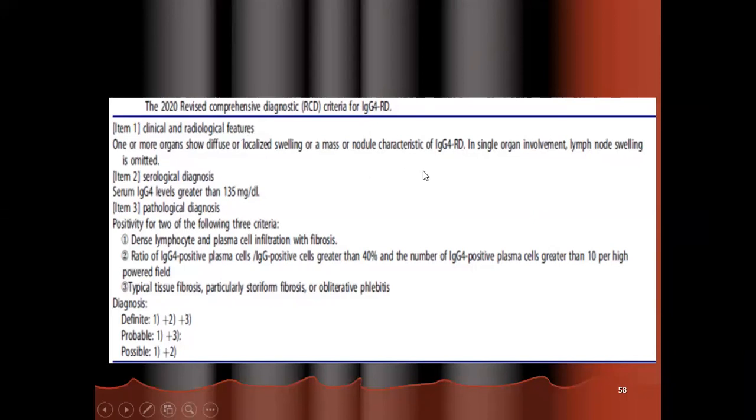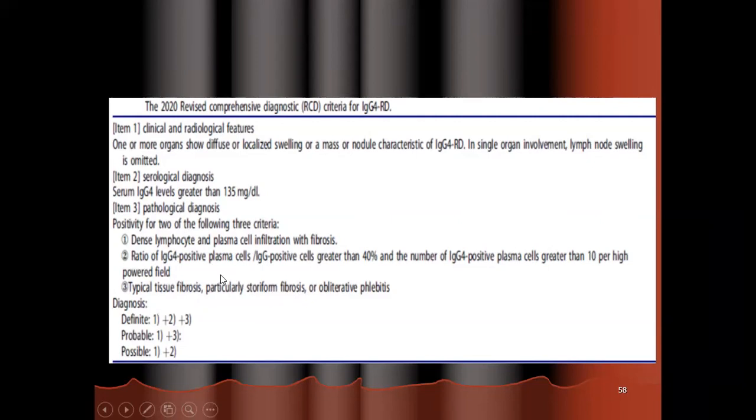يبقى الكلينيكال والراديولوجيك فيتشر اوكي. الايتم الثاني سيرولوجيك دايجنوز، تلاقي الاي جي جي 4 ليفل اكتر من 135. الايتم الثالث باثولوجيك دايجنوزس، تلاقي 2 من 3 بوزيتيف: dense lymphocyte and plasma cell infiltration with fibrosis، الريشيو بتاع الاي جي جي 4 بوزيتيف بلازما سيلز للتوتال اي جي جي بوزيتيف سيلز اكتر من 40%، والنمبر اوف اي جي جي 4 بوزيتيف بلازما سيلز اكتر من 10 بير هاي باور فيلد، وثالث ايتم typical tissue fibrosis particularly storiform fibrosis or obliterative phlebitis. يبقى دول 3 ايتمز، لقيت 2 من ال3 يبقى الباثولوجيك دايجنوزس اكسبتد.